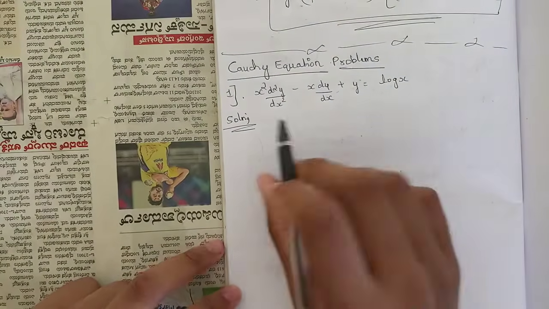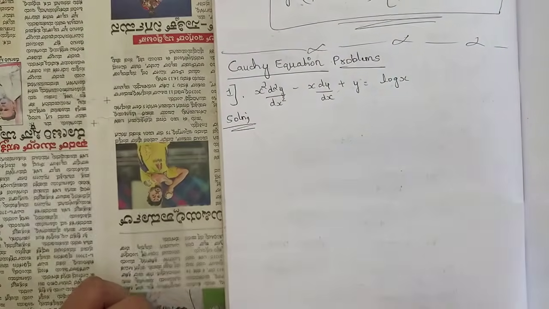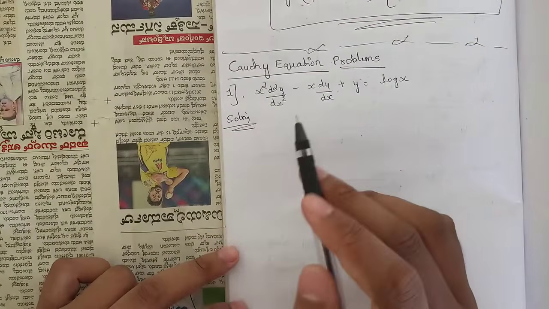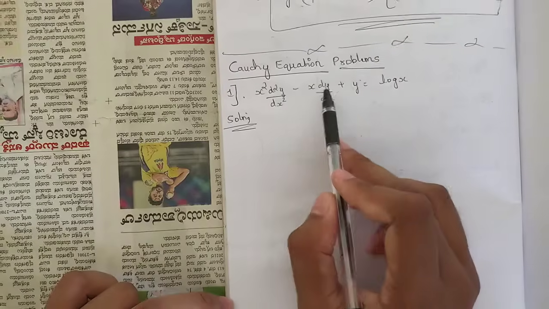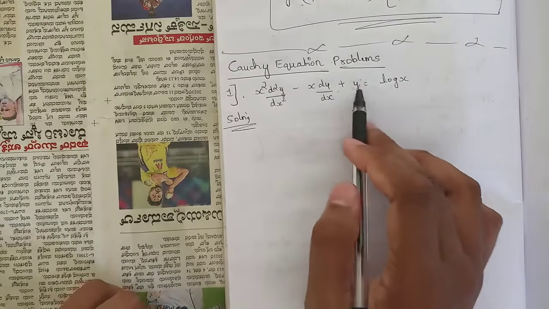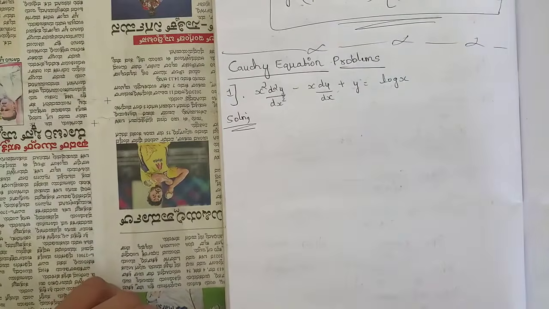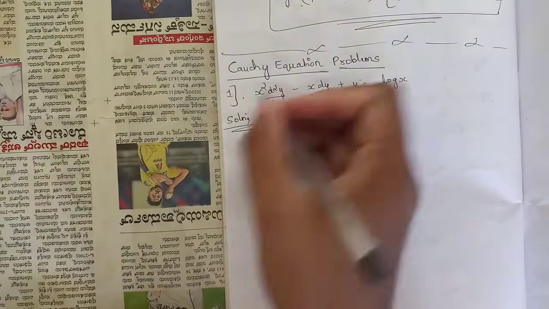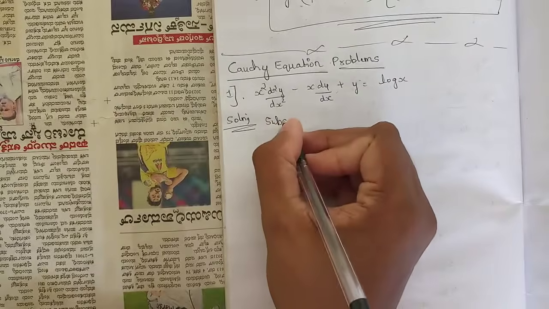Okay, so here goes your first problem of Cauchy equations, that is x square d square y by dx square minus x dy by dx plus y is equal to log x. So this is a very simple problem. The first step is that we need to do some substitutions, right?